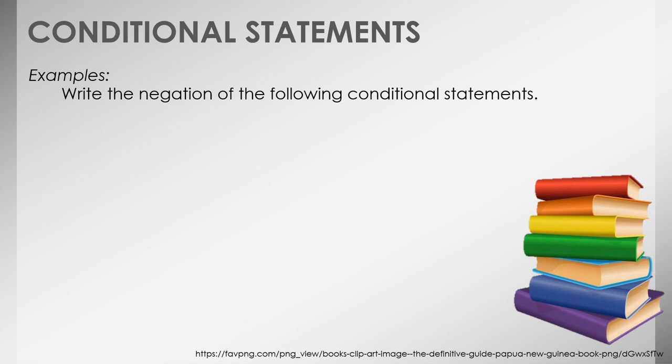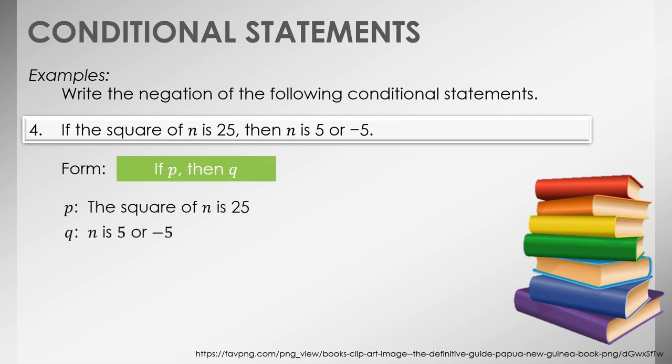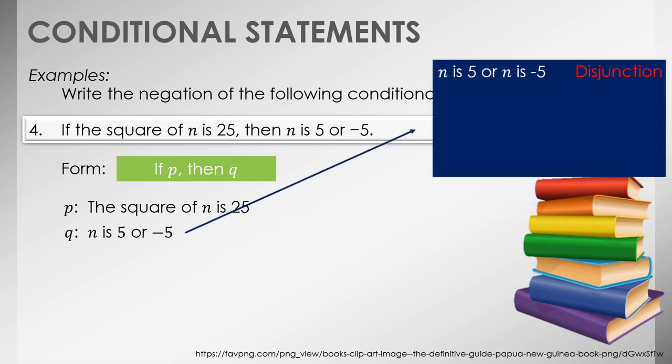And lastly, we have this conditional statement. This also follows this form. Hence, we have the following P and Q statements. Observe that the Q statement can also be written as this, which is obviously a disjunction statement. In our previous discussion, we've learned that the negation of a disjunction statement is formed by this.